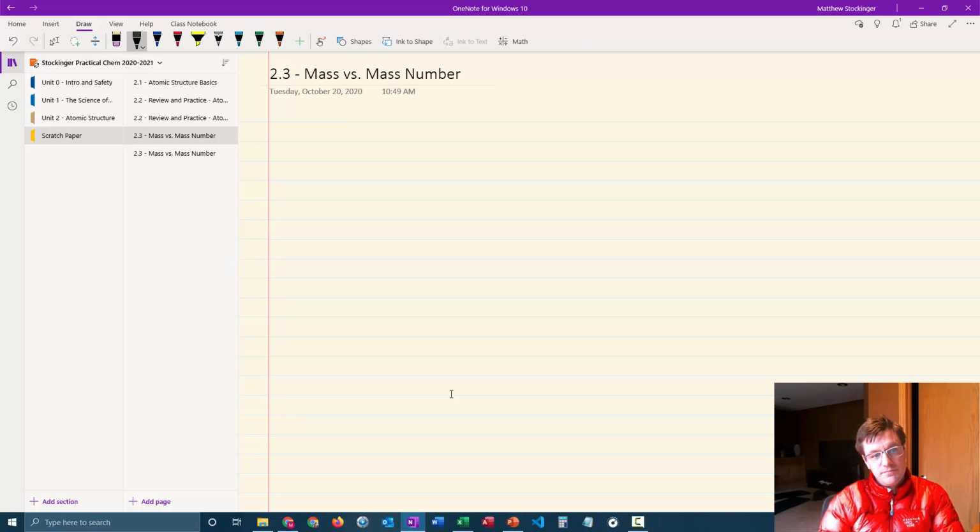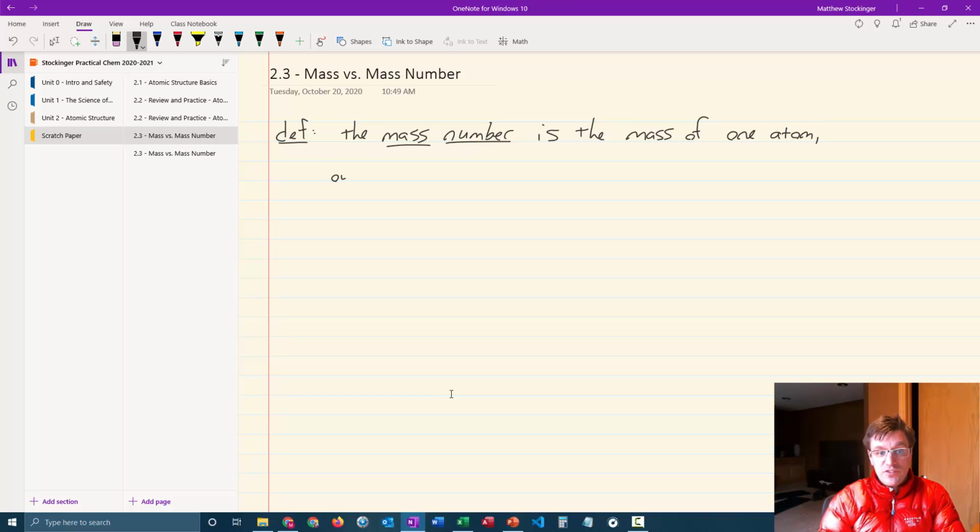How should we write this? Let's say definition. The mass number is the mass of one atom. We could also say the mass of one isotope. Okay, so one atom or one isotope of an element.